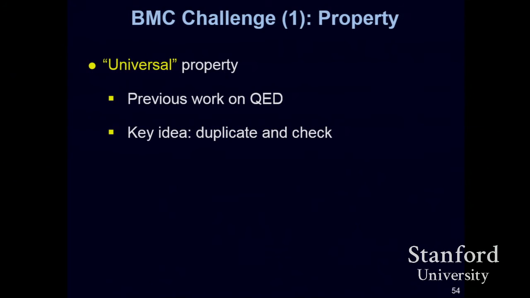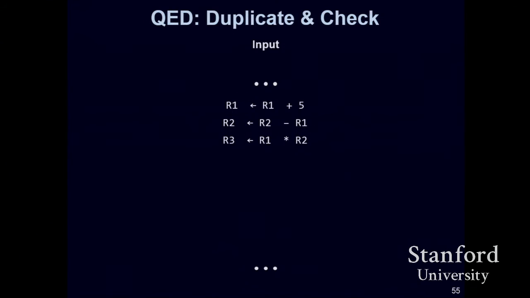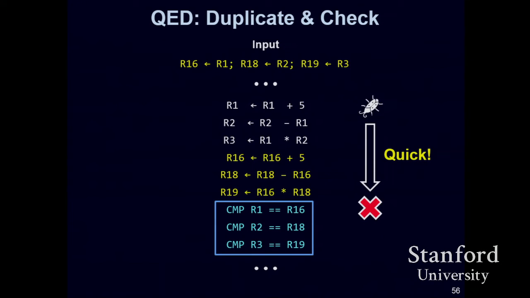So to address property one, how on earth are we going to come up with the universal property? The key idea is that the property we're going to check is: does there exist any QED test that could fail? We're going to leverage this idea of the QED test, and allow it to range over all possible sequences of instructions. Just to remind you what was said earlier, this duplicate and check technique would take a sequence of instructions, duplicate them on a shadow set of registers in memory, and then compare the results.